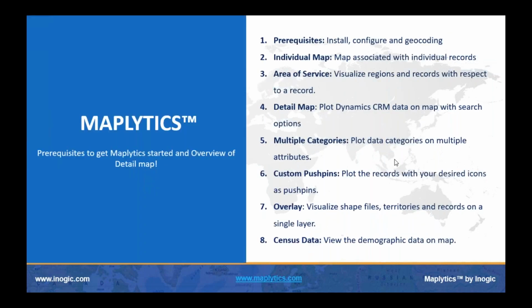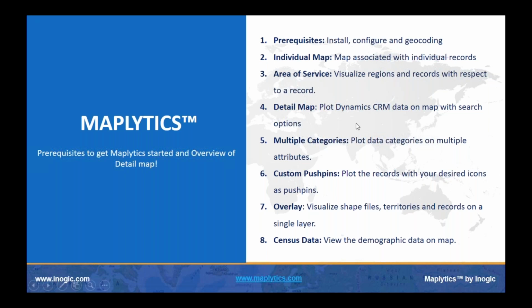So let's have a look at the overview of all of the features that will be covered today. We'll start with the prerequisites for getting Maplytics started, so we'll cover the installation, configuration, as well as the geocoding. Further, we'll start with the individual map section that will provide you the visualization of a single record on the map. Further, we have the area of service, which will allow you to visualize the regions and records with respect to an individual record.